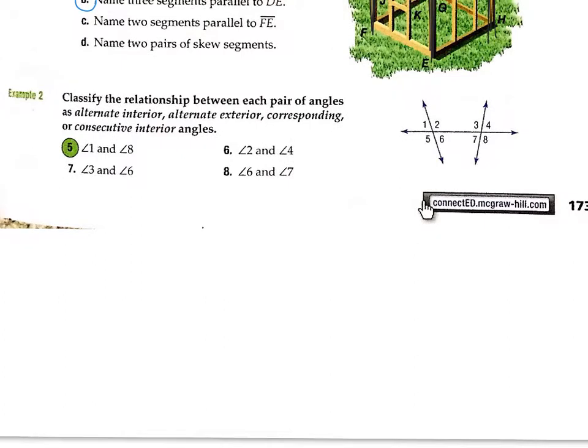All right, let's go down to the bottom here. So similar to the practice we just got through doing a second ago. Let's look at 1 and 8. 1, 8, they're both outside, opposite sides, so those would be alternate exterior. Sorry, my handwriting's bad right here. Alternate exterior. Okay, let's do 6 and 7. Let's see, we'll do blue here. 6 and 7. Those are same side, both inside. So those are called consecutive interior.